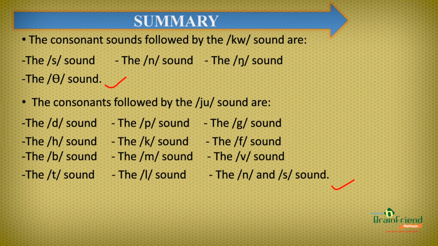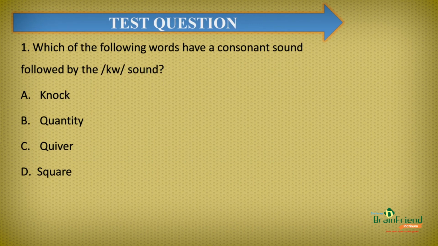Now, let's take some test questions. Question 1. Which of the following words have a consonant sound followed by the kw sound? Option A, knock. Option B, quantity. Option C, quiver. Option D, square. The correct answer is D, square.